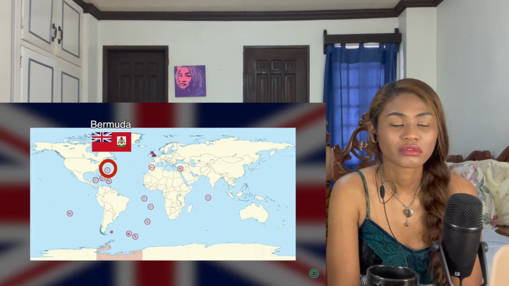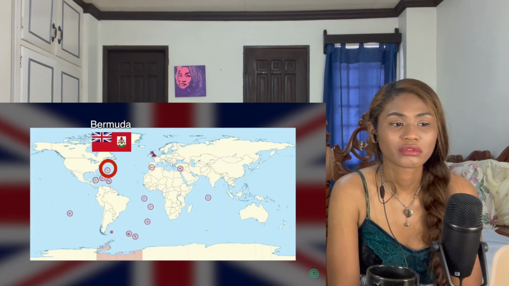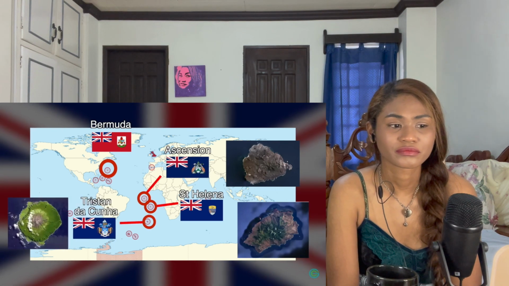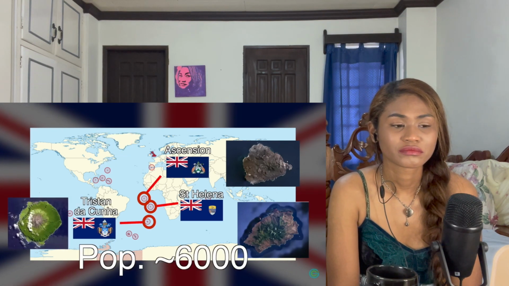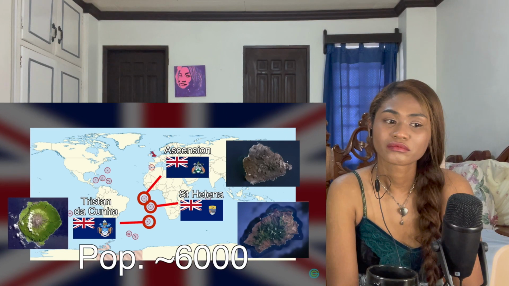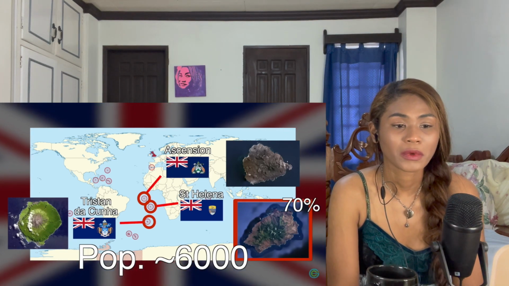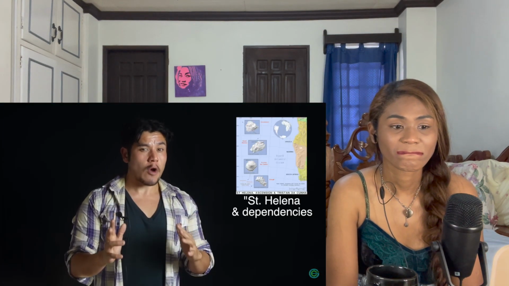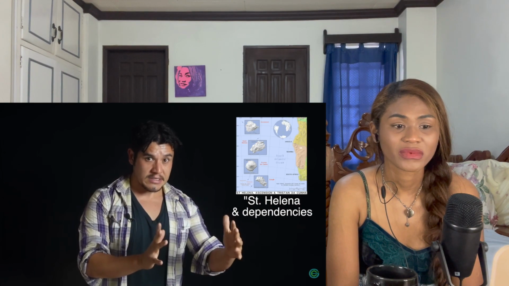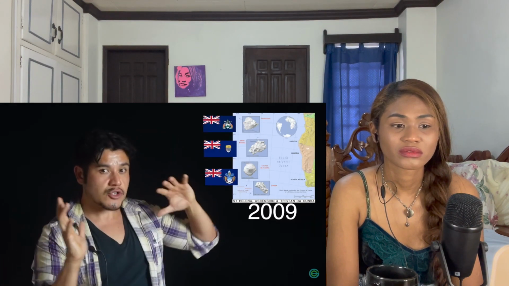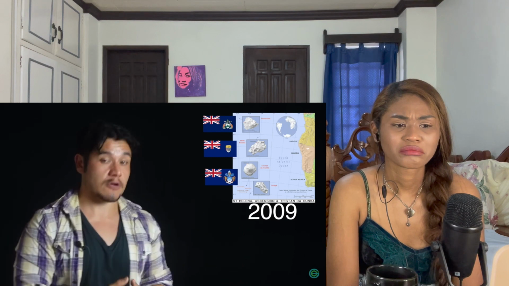From there, we have the mid-southern Atlantic island territories of St. Helena, Ascension, and Tristan da Cunha. Collectively, they only make up a little bit over 6,000 people in all 3 of these, about 70% of which live on St. Helena. Now, these 3 used to be one unit called St. Helena and Dependencies until 2009, when a new constitutional ruling gave all 3 separate equal territory status.